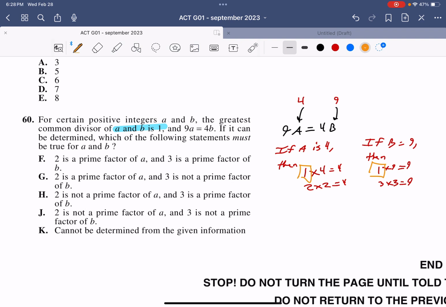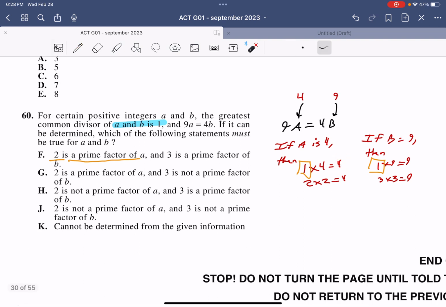So this works. Now let's look at some of the answer choices. It says 2 is a prime factor of a. Well, a prime factor is when you break down a number into prime numbers. So 4 would be 2 and 2, and those are prime numbers. And the prime factors for 9 would be 3 and 3. If we need to review prime numbers, please look at my algebra review playlist.